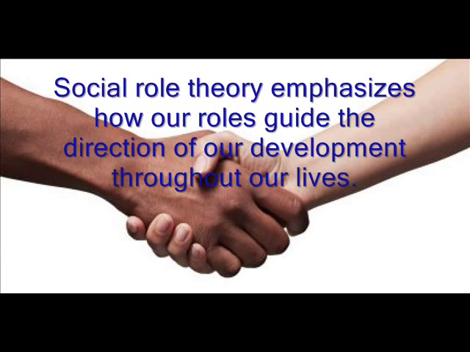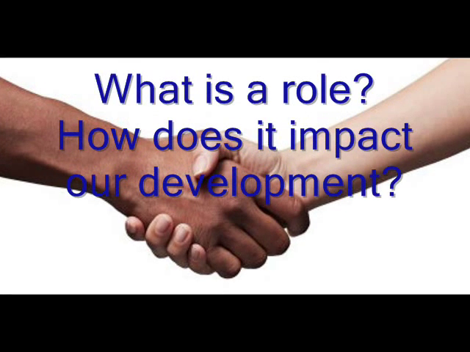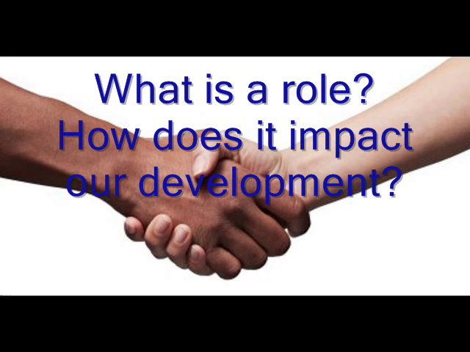Social role theory emphasizes how our roles guide the direction of our development through our lives. What is a role? How does it impact our development? A role is a set of behaviors that have a socially agreed upon function. It is through these roles that we learn what others expect from us and how to enact our roles. For our social roles have certain role expectations that describe our obligations, expectations, and privileges.